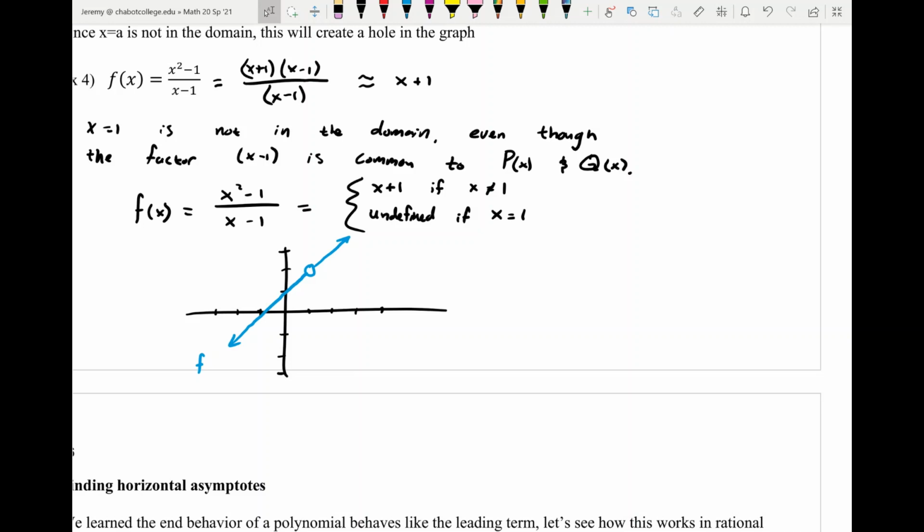So I'll just make a little note here. Graphically, f looks like y equals x plus 1, except it has a hole at x equals 1.